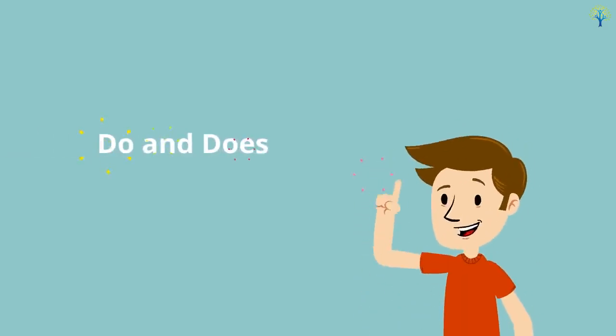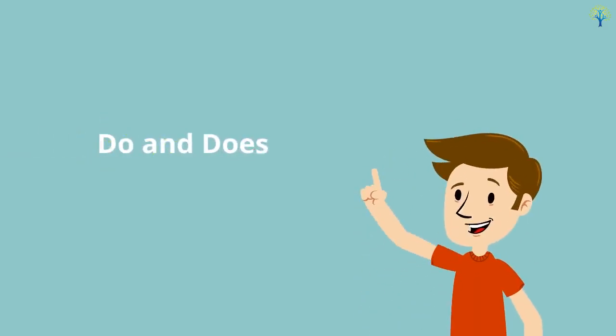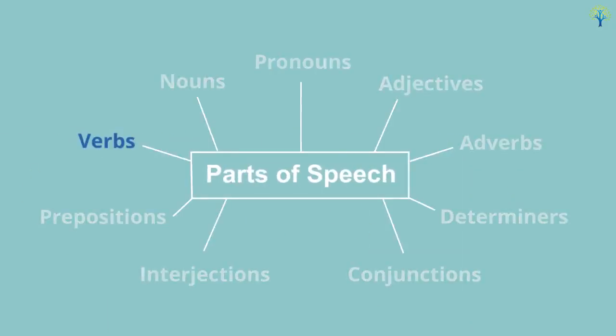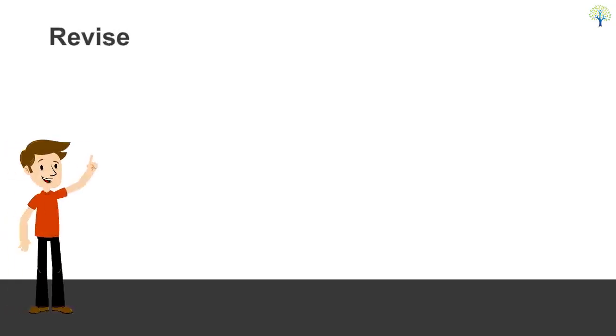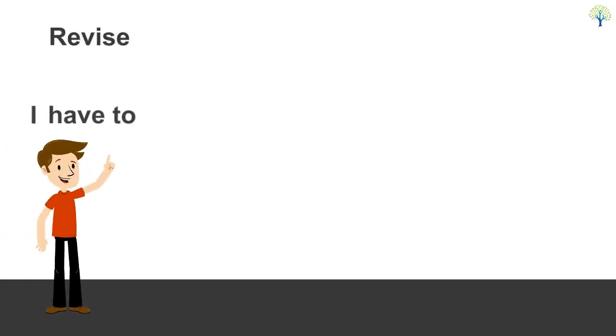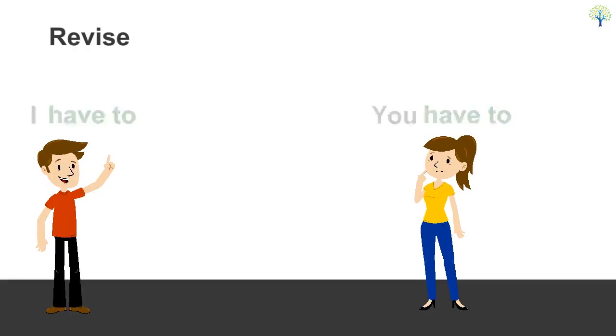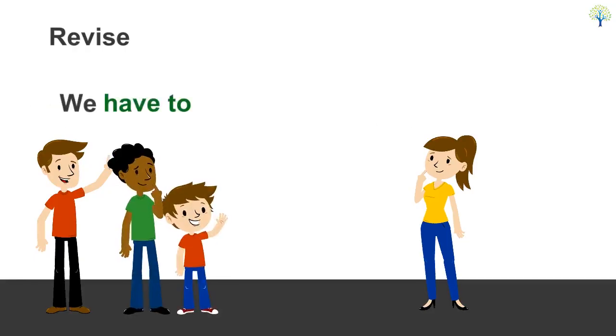In this video, you will learn how to use the words do and does with have to and has to. This topic is a part of verbs. To talk about something that needs to be done, use have to with the pronouns I, you, we, and they.